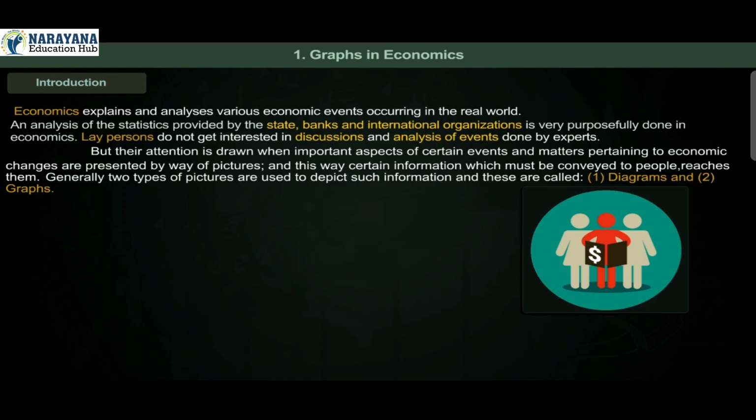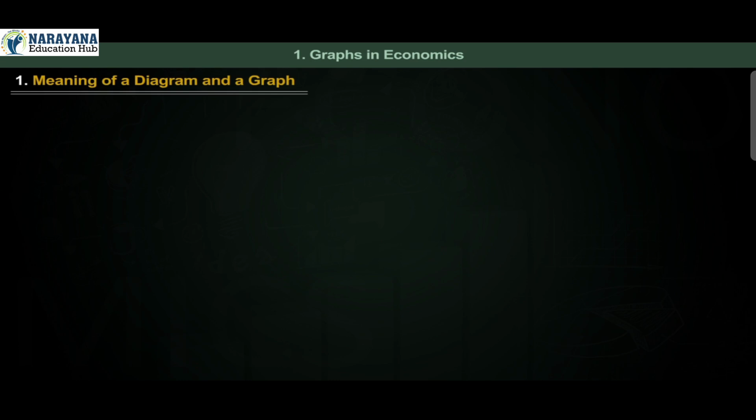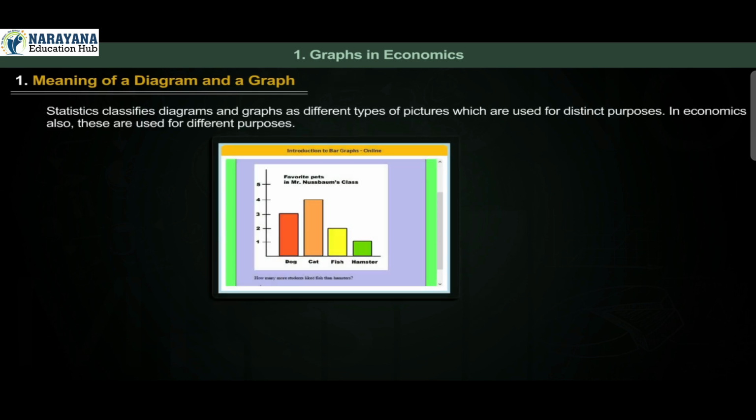Generally, two types of pictures are used to depict such information, and these are called 1. Diagrams and 2. Graphs. 1. Meaning of a diagram and a graph. Statistics classifies diagrams and graphs as different types of pictures which are used for distinct purposes. In economics also, these are used for different purposes.